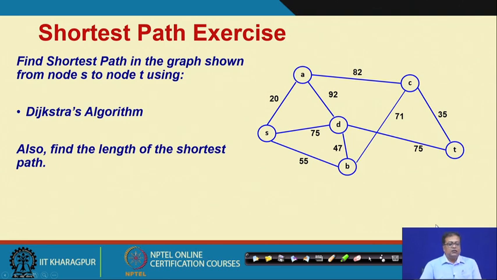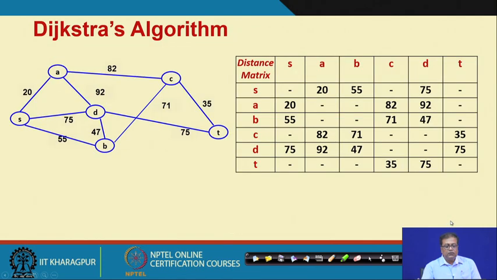So, let us take this shortest path example. Find the shortest path in this graph shown from node S to node T using Dijkstra's algorithm, and also find the length of the shortest path. So, this is the graph that we have from S to A, B, C, D and T. So, use Dijkstra's algorithm to find the shortest path and also find the length of the shortest path. So, let us see how it is computed.